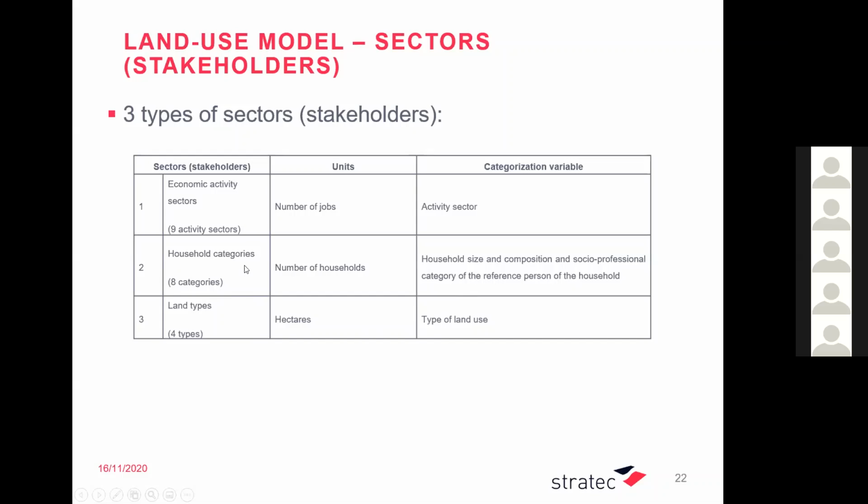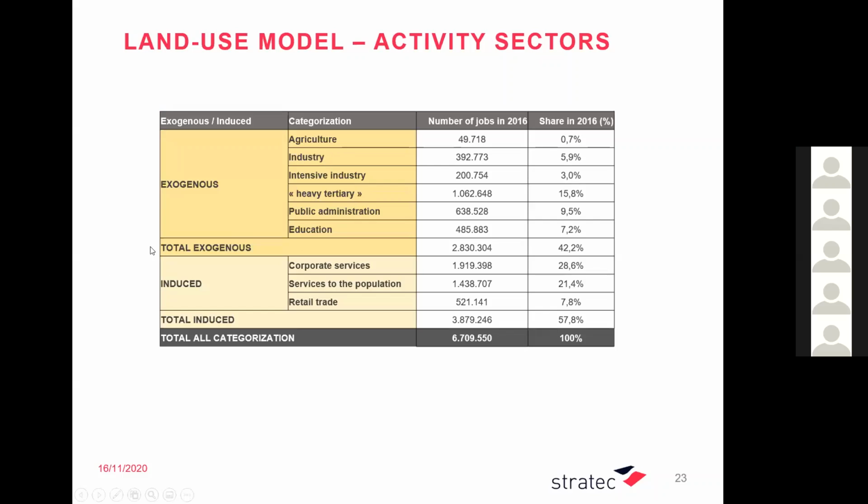Economic activity sectors and households can consume the 4 types of land and compete for this land based on the price of the land. In TRANUS, you have the concept of exogenous and induced activity sectors, and the same for household types. Induced means they are produced by the local demand, the demand emerging from the study area. Exogenous means they are coming in the study area, growing or decreasing, not by a local effect, but from an external decision, a decision coming from the environment, from outside of the study area.